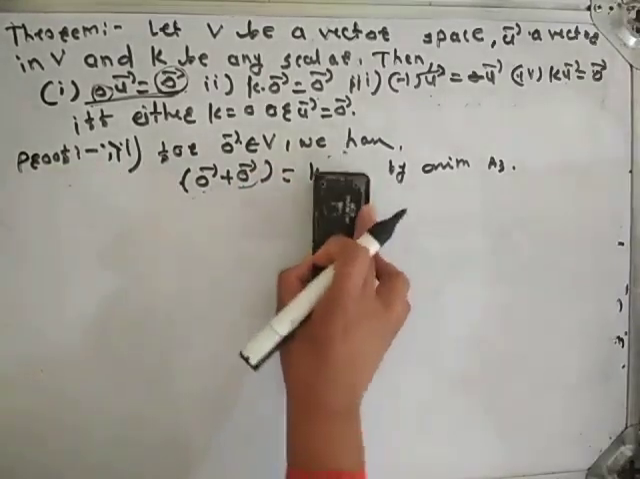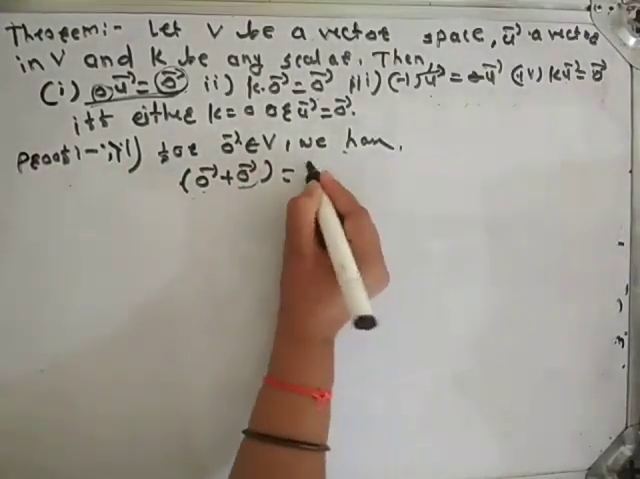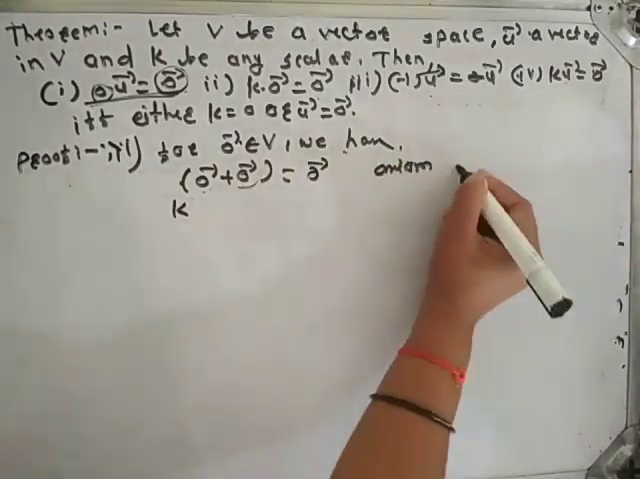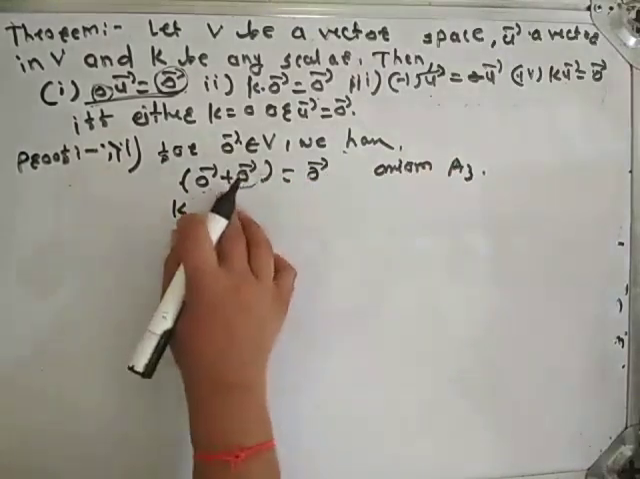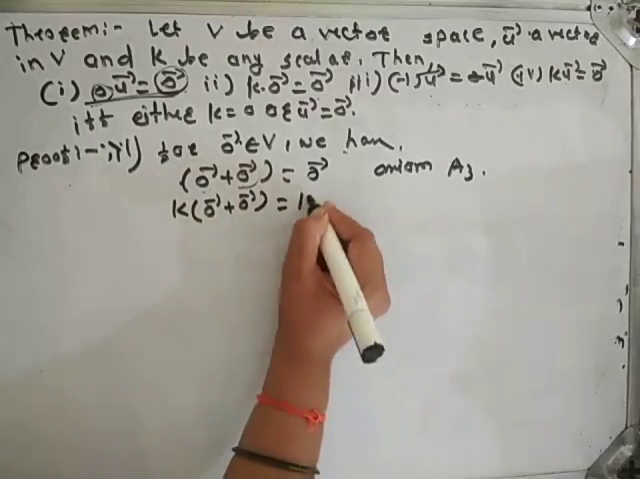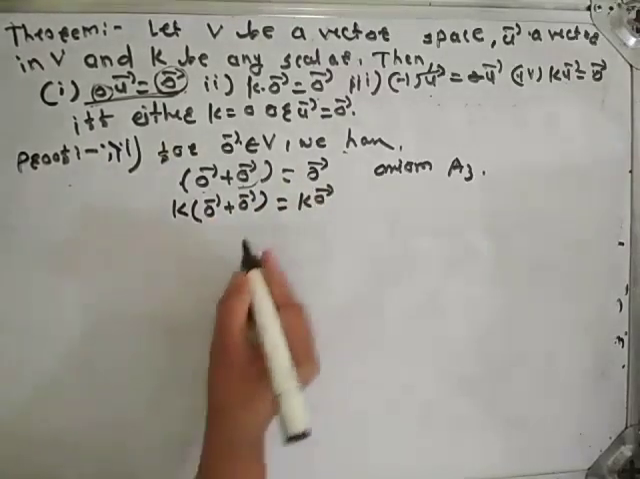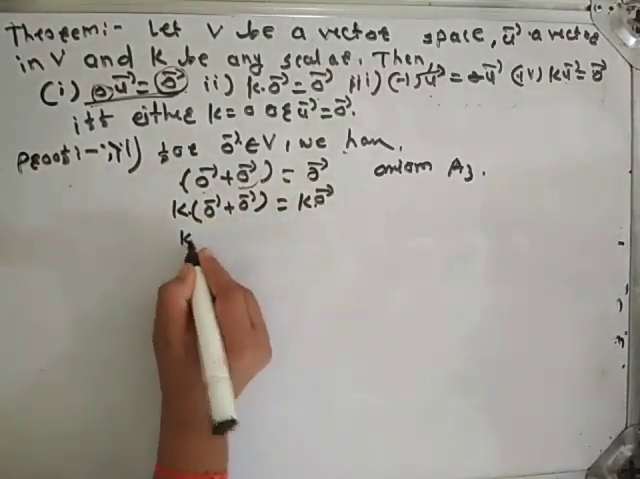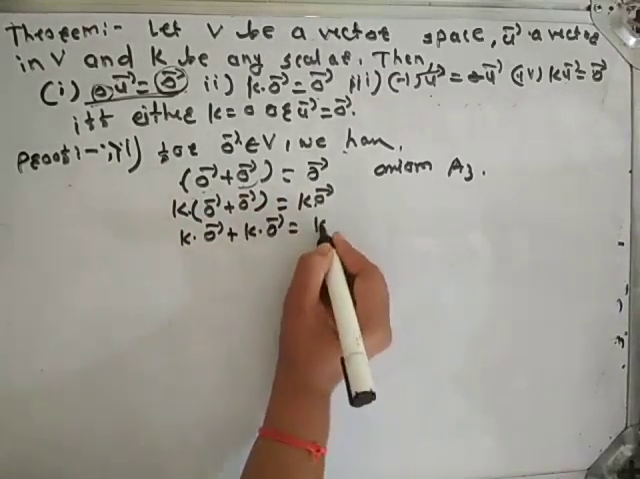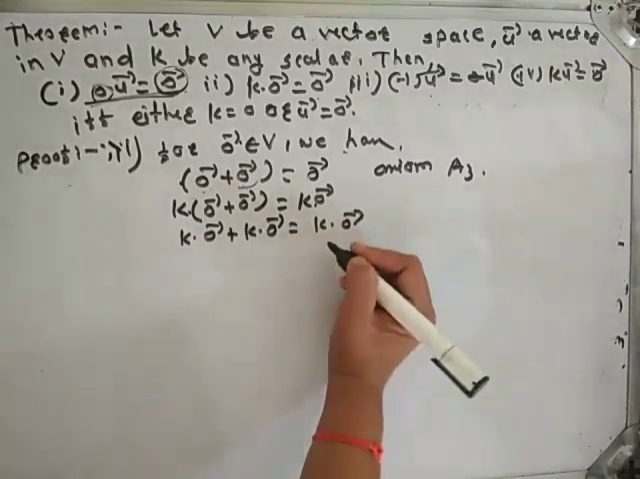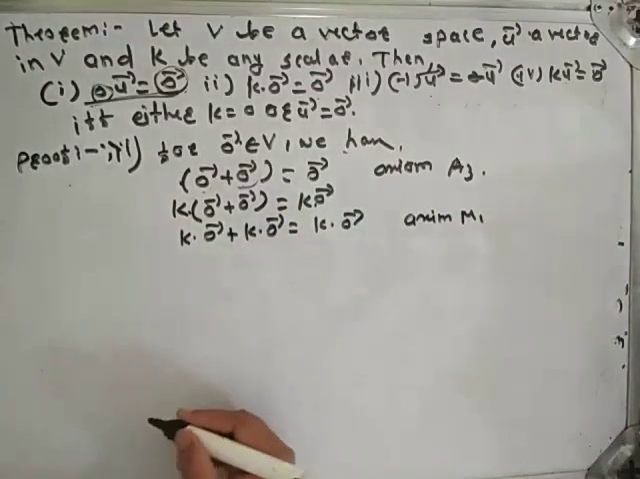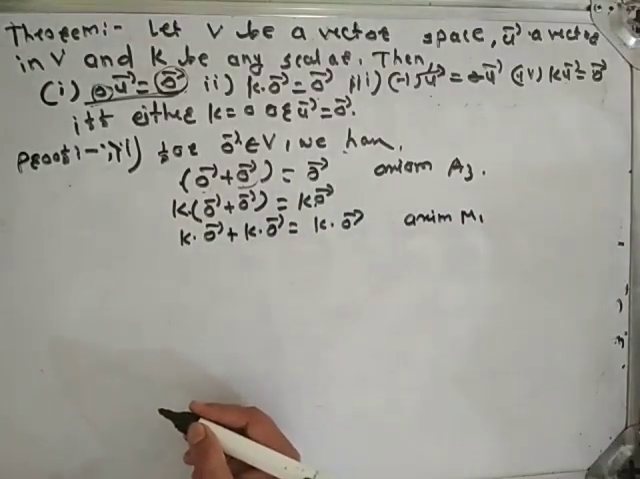Okay, we will write in detail. 0 bar can be written as 0 bar plus 0 bar, by axiom A3, because 0 bar is a 0 vector in V. k into 0 bar plus 0 bar is equal to k into 0 bar. So here we will get k into 0 bar plus k into 0 bar is equal to k into 0 bar. This is by axiom M1.